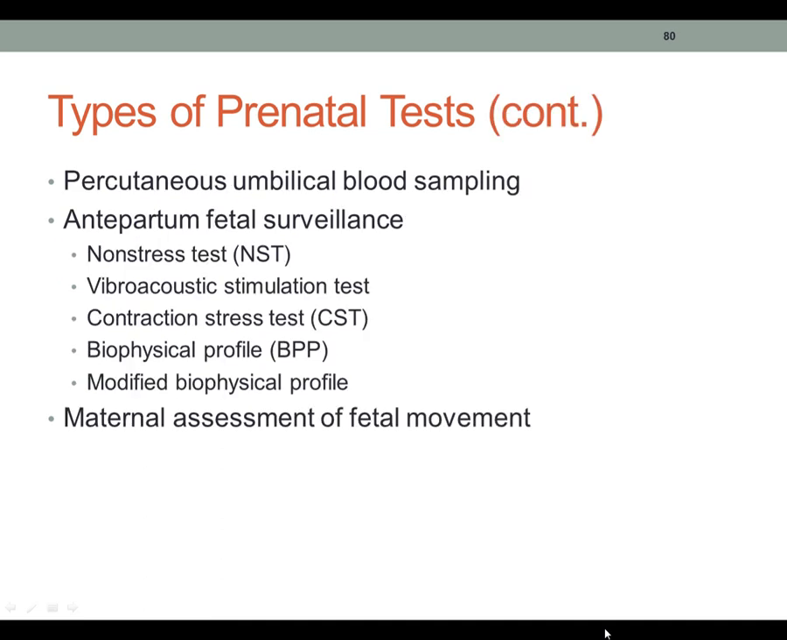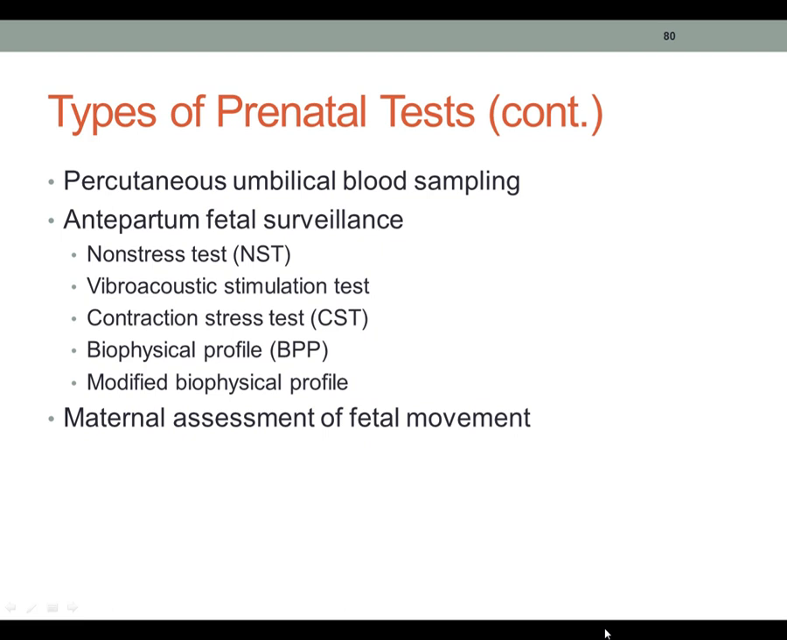Okay, so these are some more prenatal tests. Percutaneous umbilical blood sampling is where we take a blood sample from baby's umbilical cord, and we can do a chromosome evaluation.